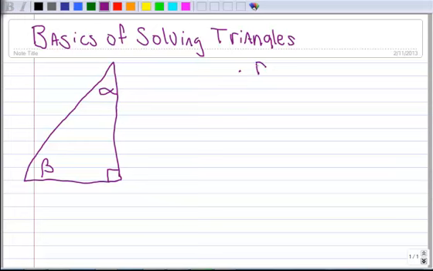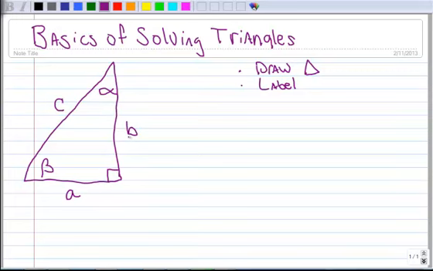So step one was draw the triangle. Okay. Step two is correctly label. Alright, so the hypotenuse is always labeled C, and the side opposite alpha is always labeled lowercase a. The side opposite beta is always labeled lowercase b.